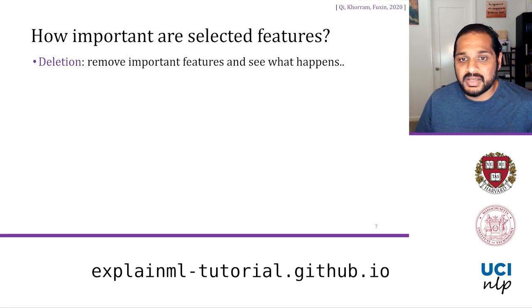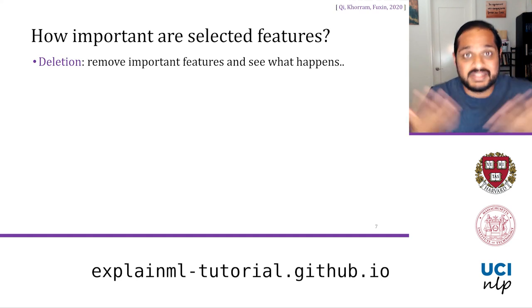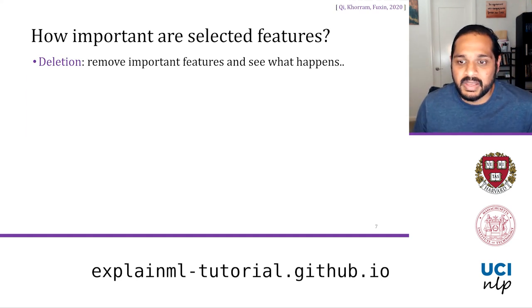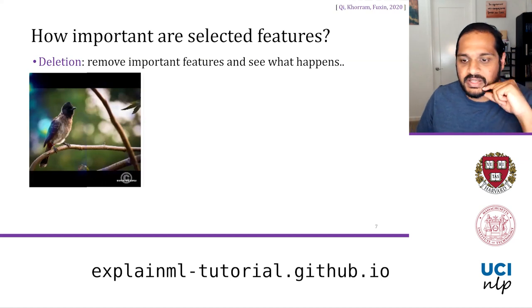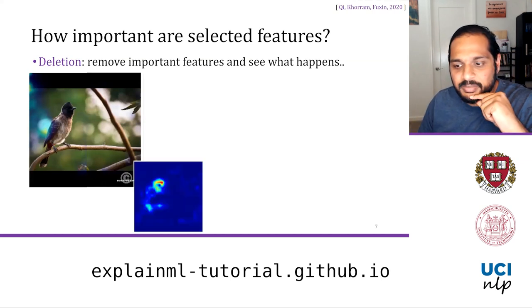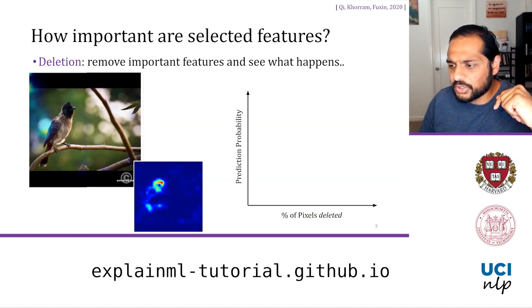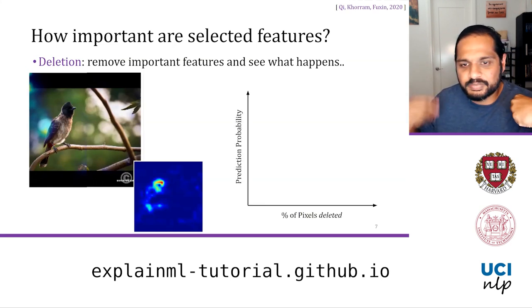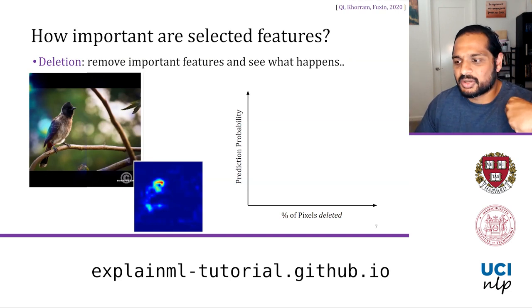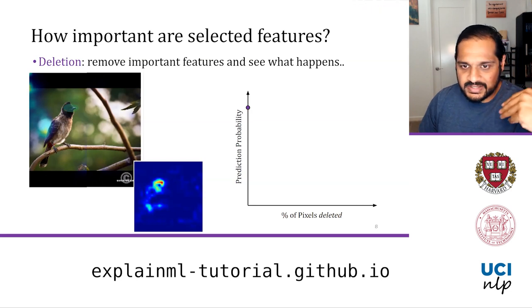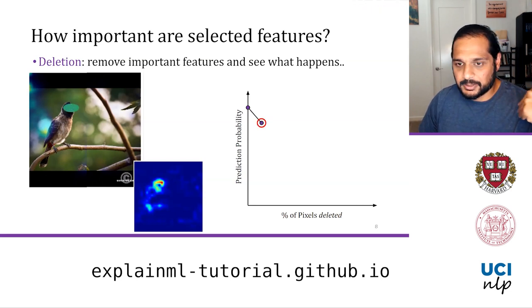One way to do that is to just delete the most important features and see what happens, right? The idea is you would start with an image like this, which has some saliency map that has identified important pixels in this case. And you will essentially plot the prediction probability coming out of the model as you delete the most important features, right? So you identify the most important features, delete it, and see what happens to the probability.